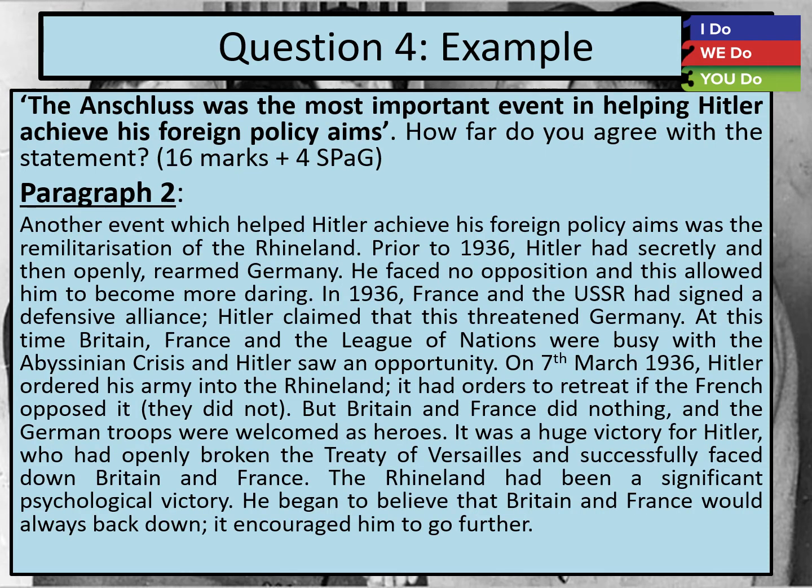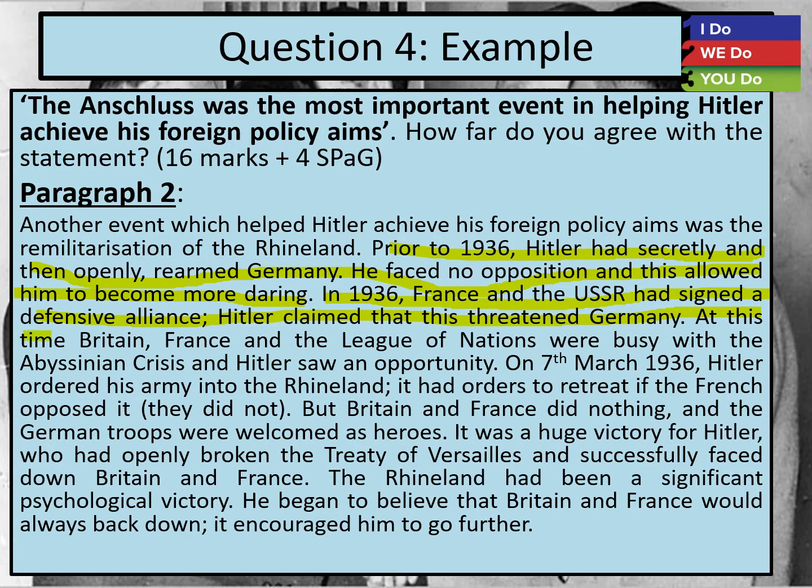Okay, so what have I written about this time? So another event which helped Hitler achieve his foreign policy aims was the remilitarisation of the Rhineland. Prior to 1936, Hitler had secretly and then openly rearmed Germany. He faced no opposition and this allowed him to become more daring. In 1936, France and the USSR had signed a defensive alliance. Hitler claimed that this threatened Germany.